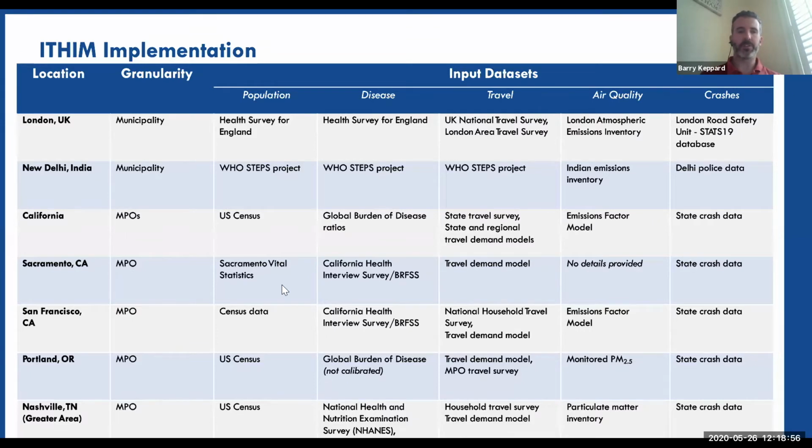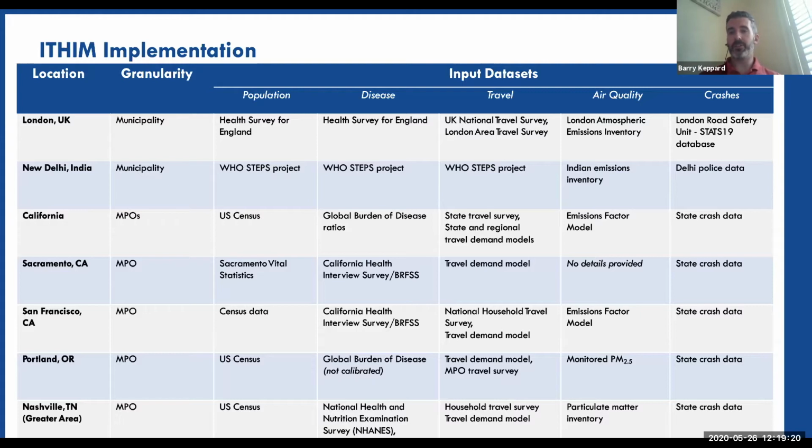So here are some examples and the variations in where it has been used. You can see in London and New Delhi, given the size of those cities, they've had that scale that's closer to a county or regional scale. So they've actually been able to apply it within a city framework. But in most other places, you can see the examples here in California, in Oregon, in Tennessee, they've actually been at the MPO level. So it's been that larger scale that they've done.